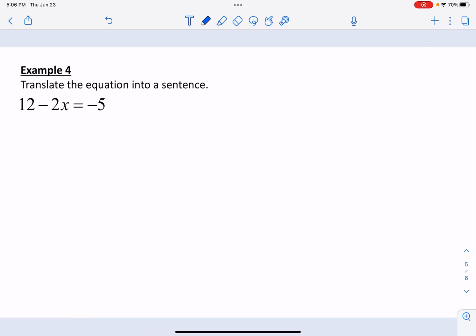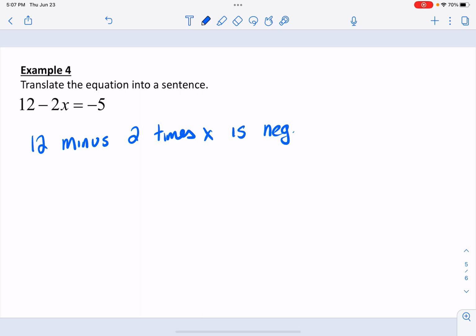Okay, translate this into a sentence. I was going to try and make it fancy, but I'm not even going to worry about it. 12 minus 2 times x is negative, I don't know why I wrote that out, but I'm going to go with it, 5.